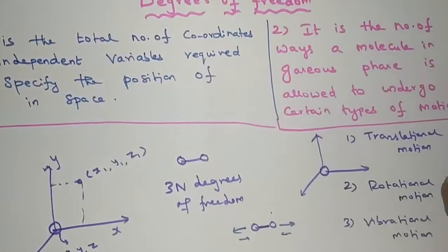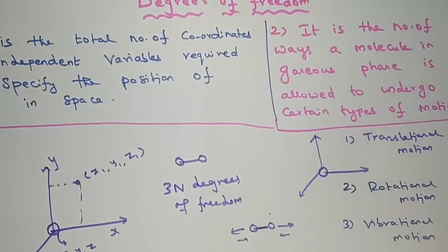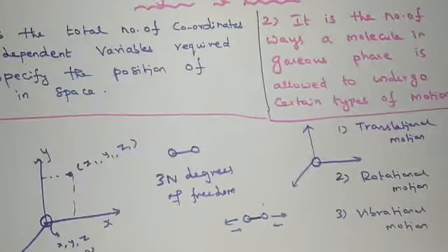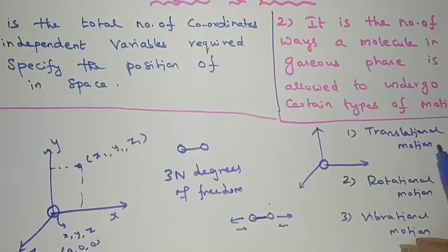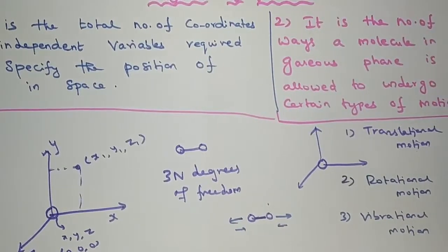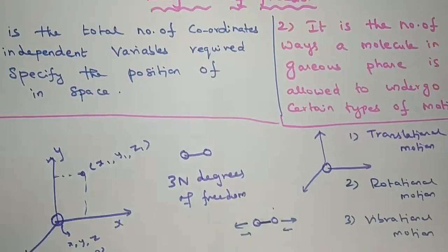Now my second definition says: the molecule in gaseous phase is allowed to undergo how many types of motion? If a molecule undergoes translational motion, rotational motion, and vibrational motion, you have to sum up all the motions executed by the molecule, and the total number of motions exhibited by the molecule is called its degree of freedom. And we can compare with this.